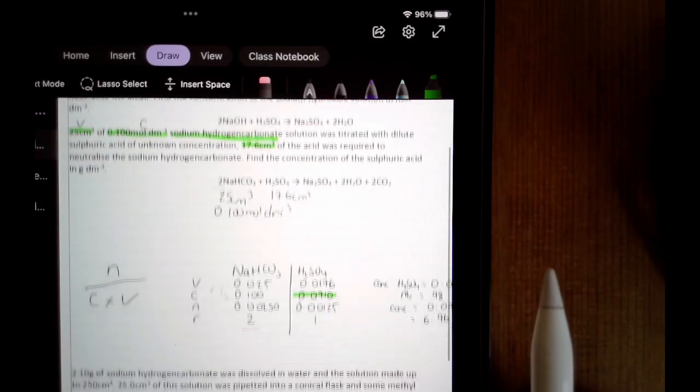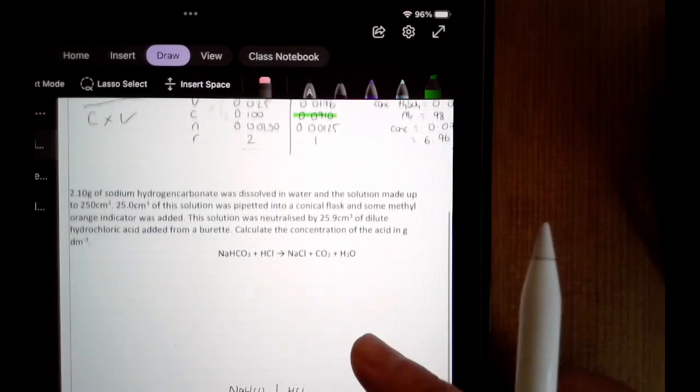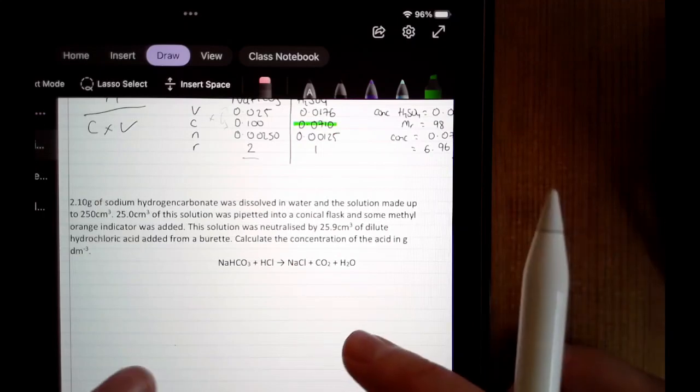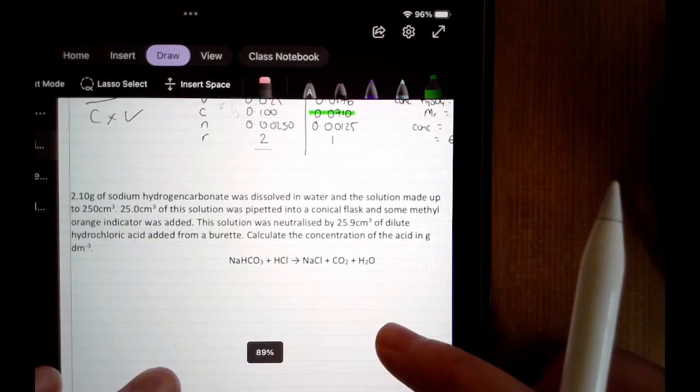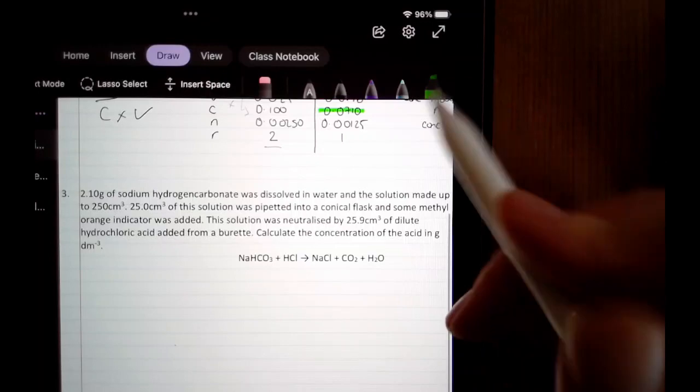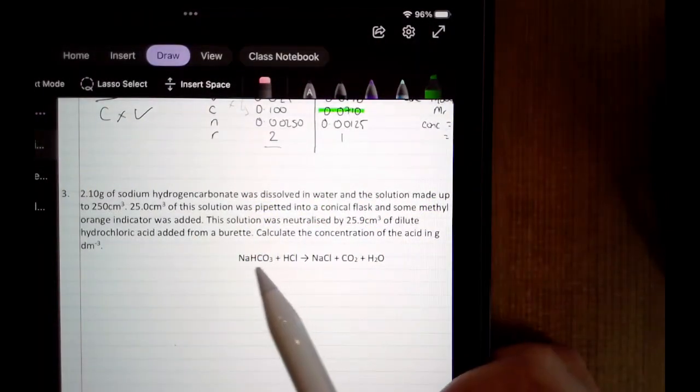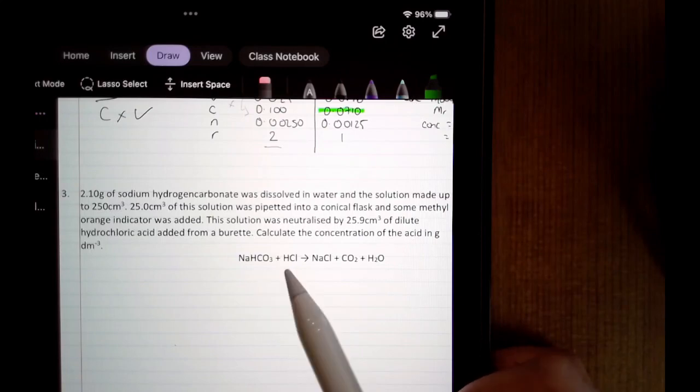The next example we're going to look at is slightly more difficult because they don't give you either concentration initially at the start, in the question. So if we have a look at what they do give you, again, if I look at my balanced equation, I can see what's reacting with what in this titration.